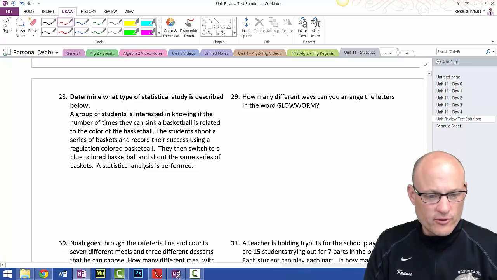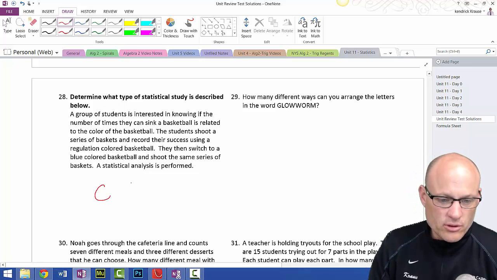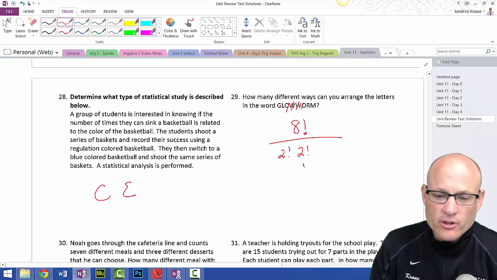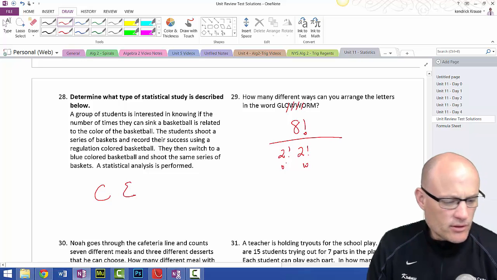Controlled experiment for 28. Controlled experiment, obviously. Glowworm. There are 8 letters in glowworm. 8 factorial all over. Let's see. There's 1 O, 2 O's. So 2 factorial for the O's. 2 W's, 2 factorial for the W's. Anything else repeat? Doesn't look like it.